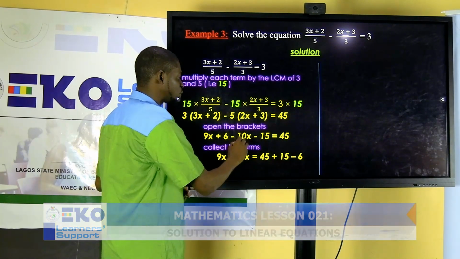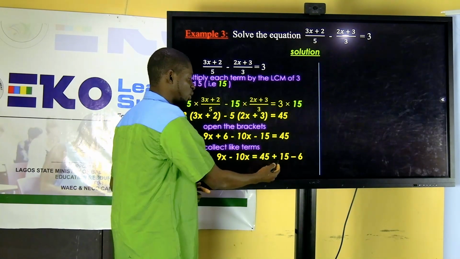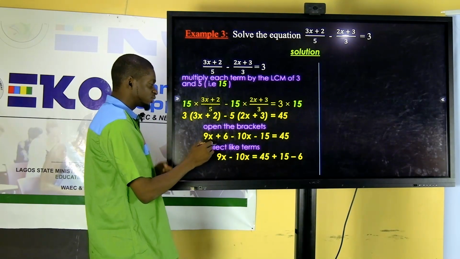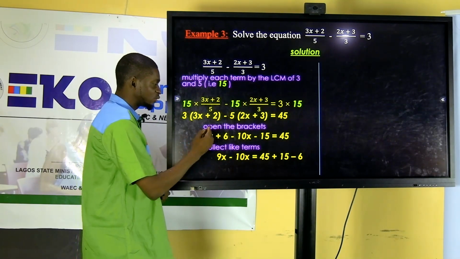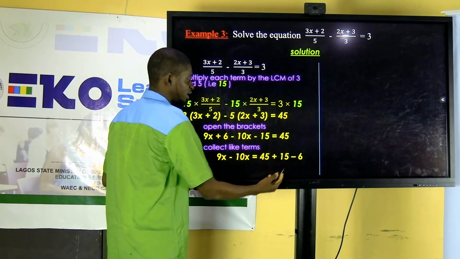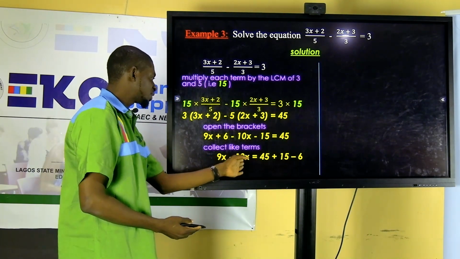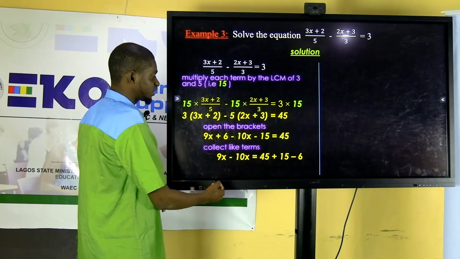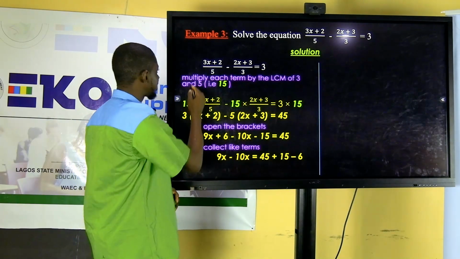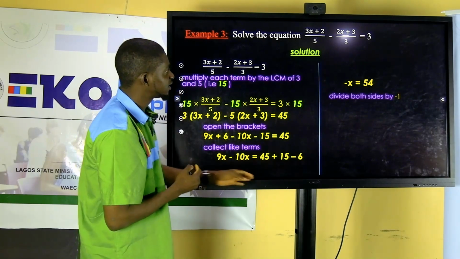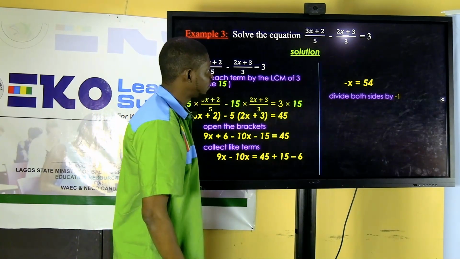Negative 15 goes to meet it at the other side. It becomes positive 15. While positive 6, which was at the left-hand side, going to the right-hand side, becomes negative 6. So now this one, you subtract this, we have negative x equals, when we subtract this as well, we have the other side. So negative x equals 54.